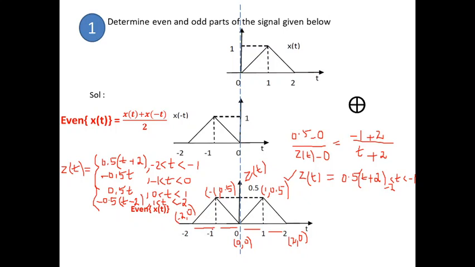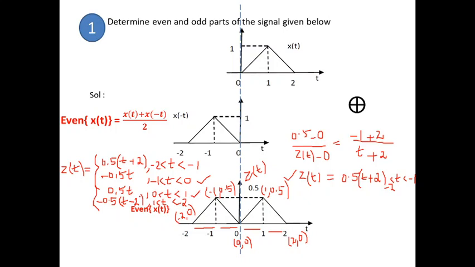So for time instant minus 1 to 0, the points are x1 y1: minus 1 comma 0.5, and 0 comma 0 for x2 y2. So if you apply the 2-point formula for this, you will be getting this expression, that is minus 0.5 t for t greater than minus 1 and lesser than 0, right? Then similarly, when you go for 0 to 1, this is 0 comma 0 and here it is 1 comma 0.5. So you apply the 2-point formula for this, you will be getting 0.5 t.